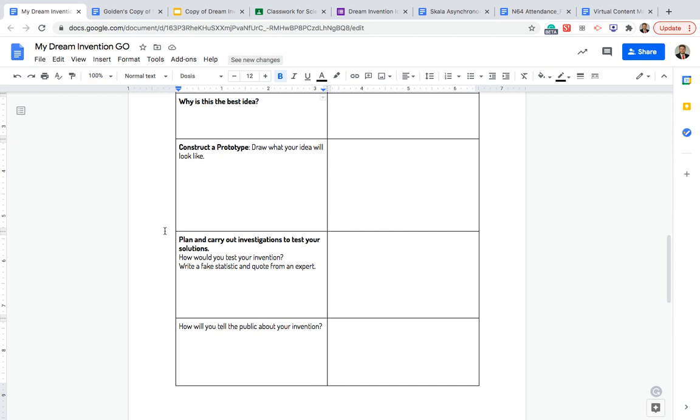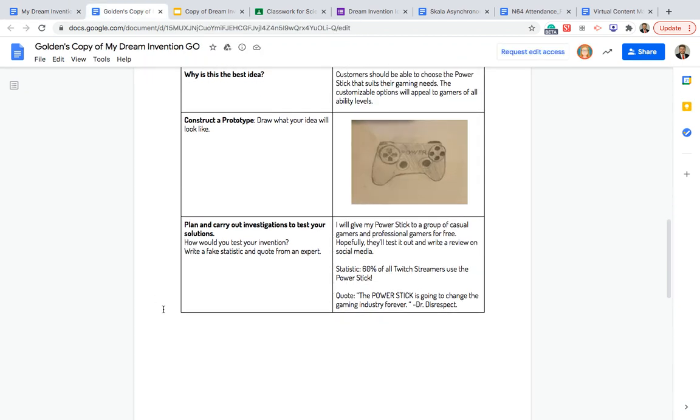That would show that my invention, my innovation, is more reliable and does better and fulfills that problem of dropping phone calls better than what is currently available. Let's go ahead and look at Mr. Golden's copy for an example of what he wrote.